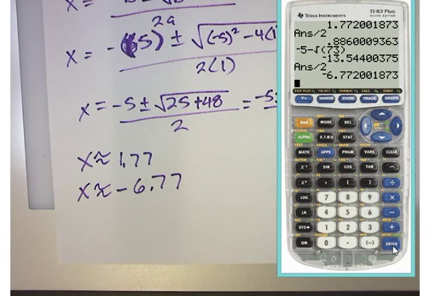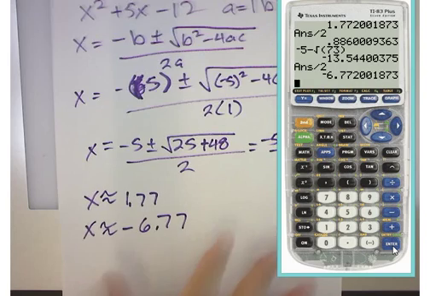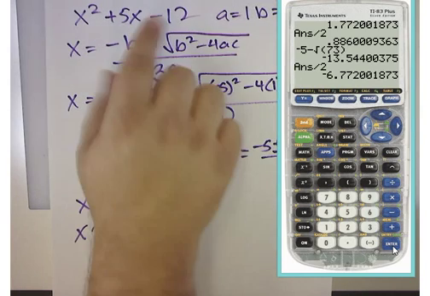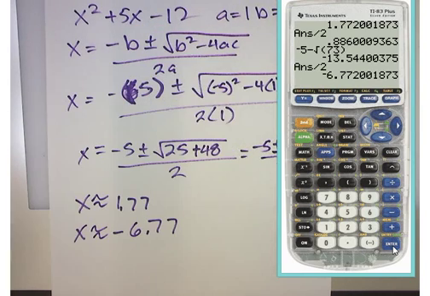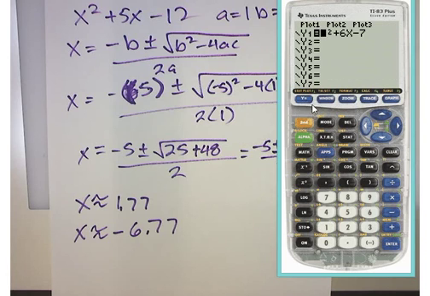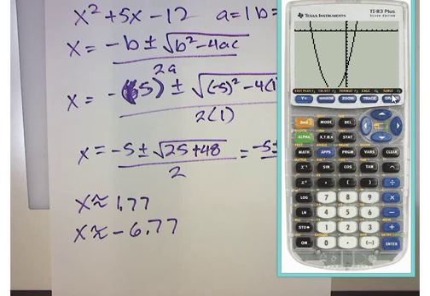Now how could I verify that real quick? Well, I could just plug this expression into my calculator and see. So I'm going to say x squared plus 5x minus 12, graph it, and if I plug in trace, now this is kind of cheating, but that's okay. If I plug in trace and I say 1.77, it should be pretty close to 0.